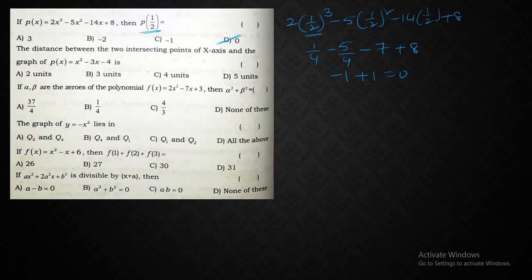So the answer is 0. Next, the distance between the two intersecting points of the x-axis and the graph of p of x squared minus 3x minus 4.